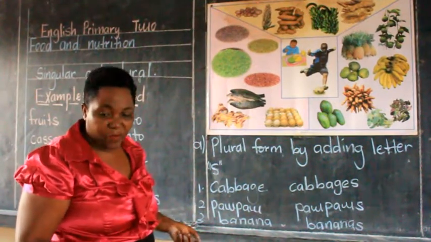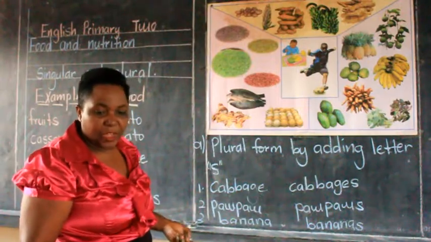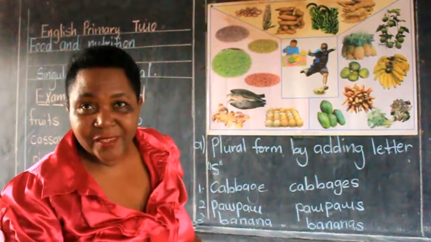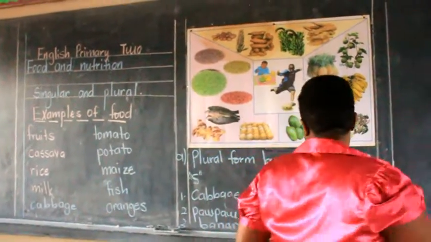So like I said, I'm giving you a few. When you are at home, you can add on the first group. Our second group are those words in their plural form that add letters es.